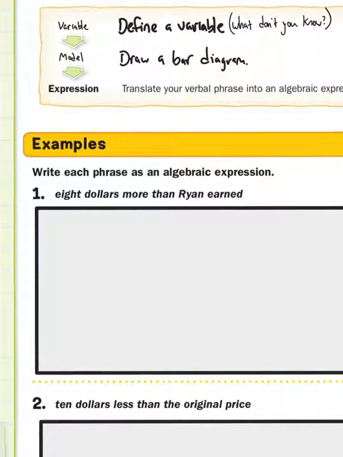So step 1 is define a variable. What don't you know in this problem? Why can't you just tell me the answer as a number? Well, it's because you don't know what Ryan earned. So when I define a variable, I'm going to write down R equals what Ryan earned.